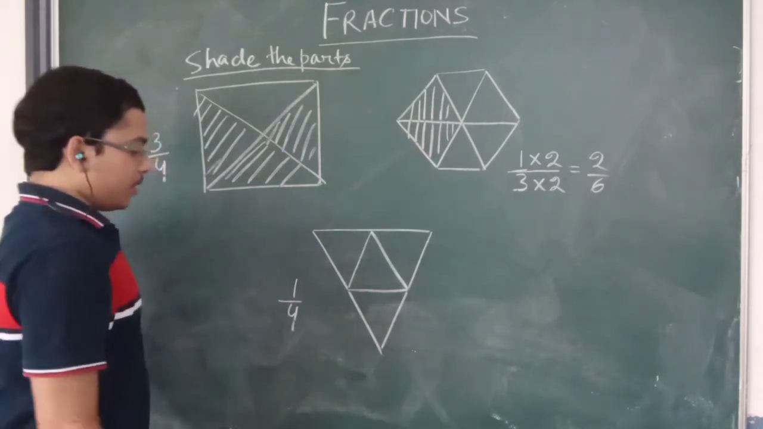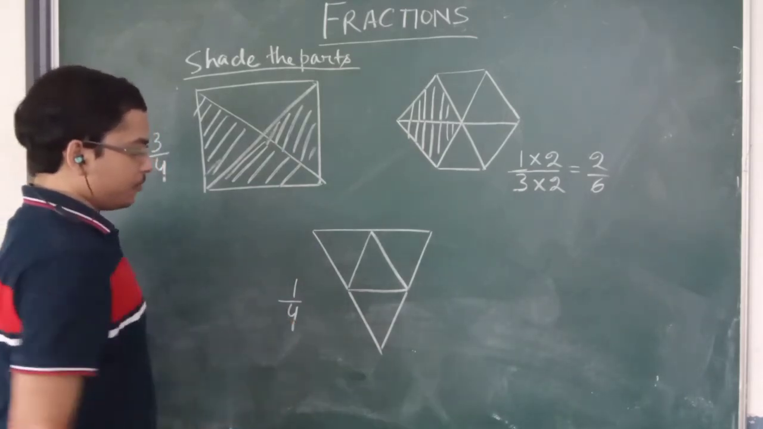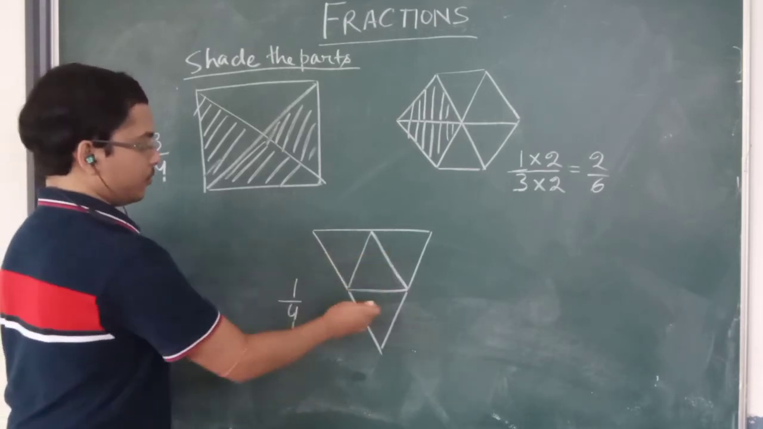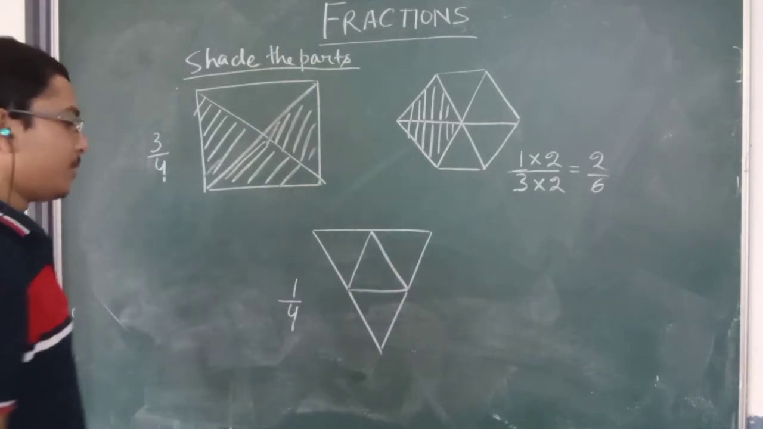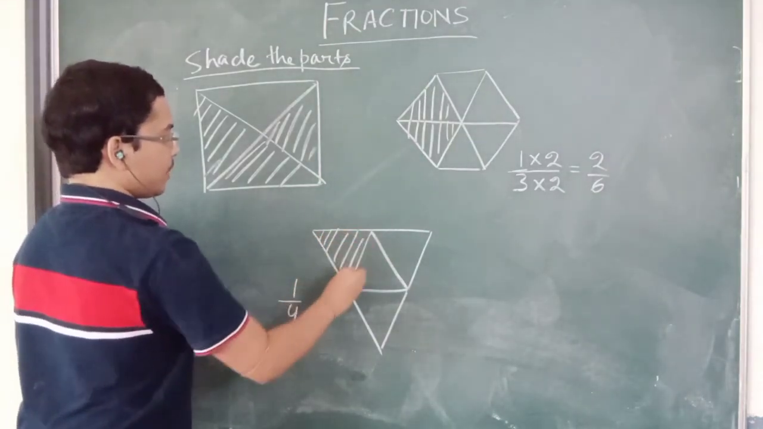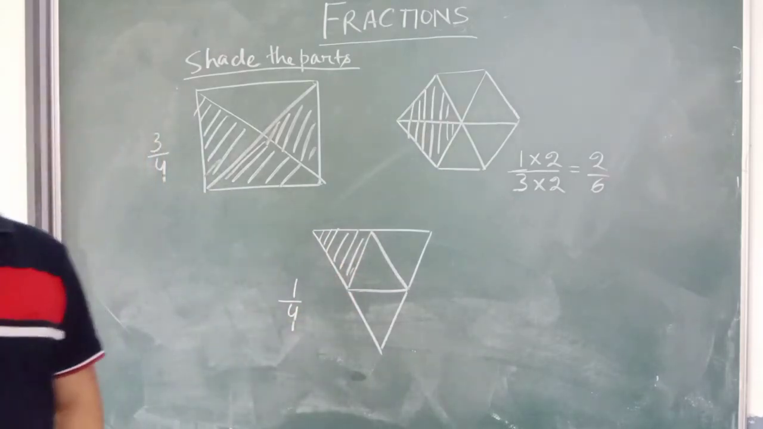Next is 1 by 4. So here we have 4 parts. Let us see whether we have 4 parts or not. 1, 2, 3 and 4. Yes, we have 4 parts, and we have to shade 1 part of it. So let us shade this part only, and it represents 1 by 4 of the figure.